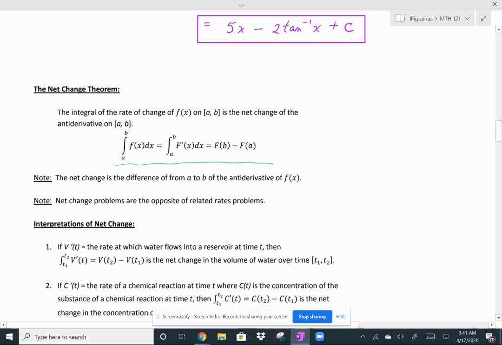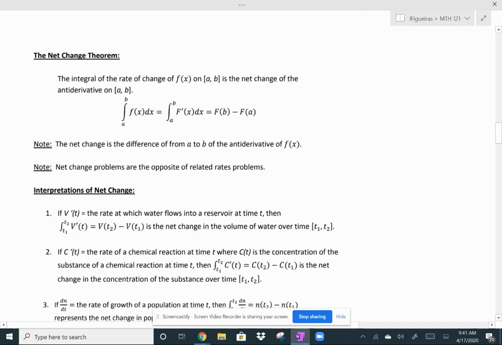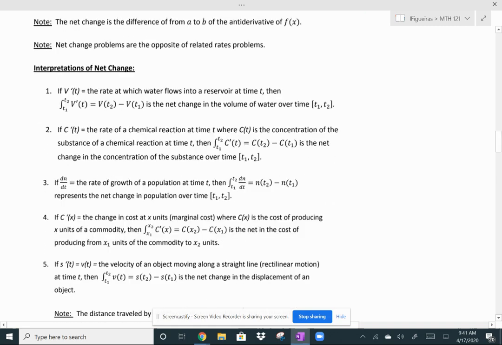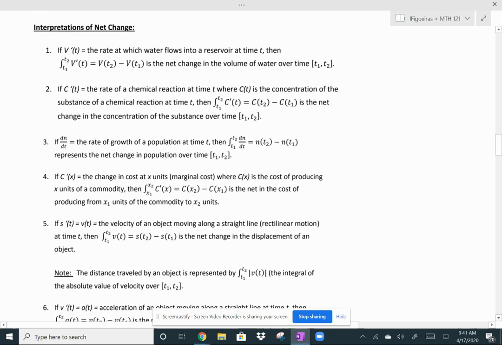You can think of net change problems as the opposite of related rate problems. Remember, with related rates, we were taking derivatives, and this time we'll be integrating to find our result. So here are some interpretations where you would be using net change. Let's just talk about number 1 here.